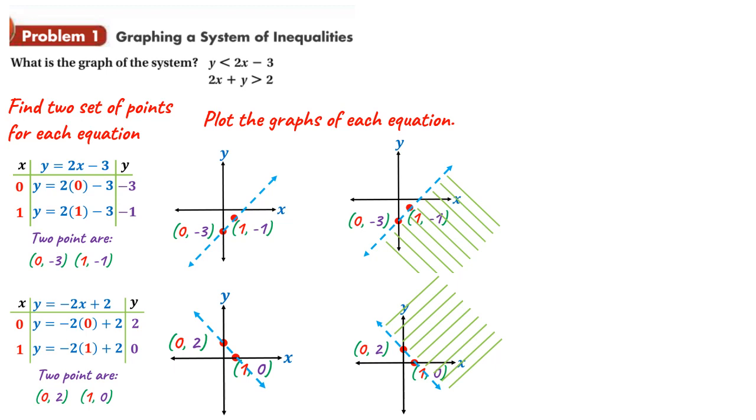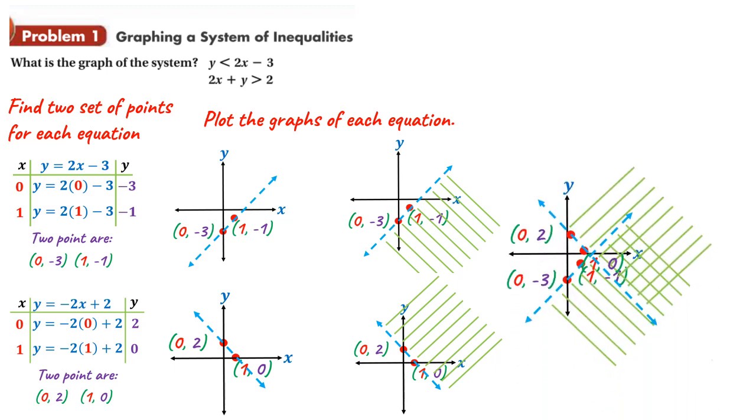Finally, merging these two graphs on one coordinate plane, we get the result to look like this. From this graph, you can see there is a part which is overlapped by two shading parts. This overlapping is the solution of the system of inequalities. In other words, you can choose any value of x and y in the overlapping shaded part, and that will be the solution to your system of inequalities.